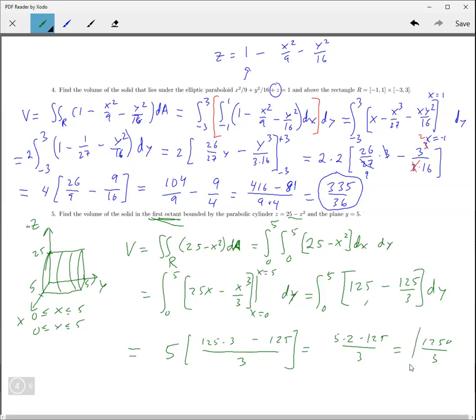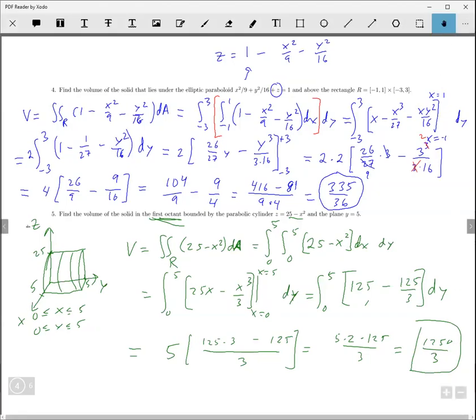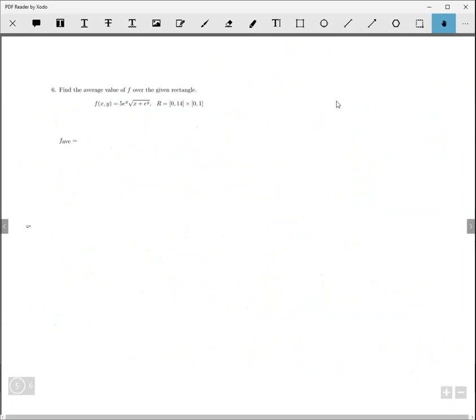Okay, so that's 1250 over 3. That's a 3 in the denominator. Okay, great. So number 6. This is the last problem from the section. And we're supposed to find the average value of f over the given rectangle.